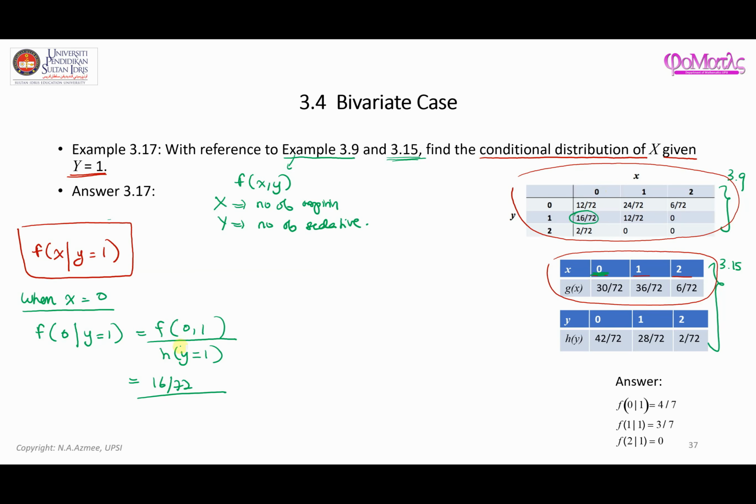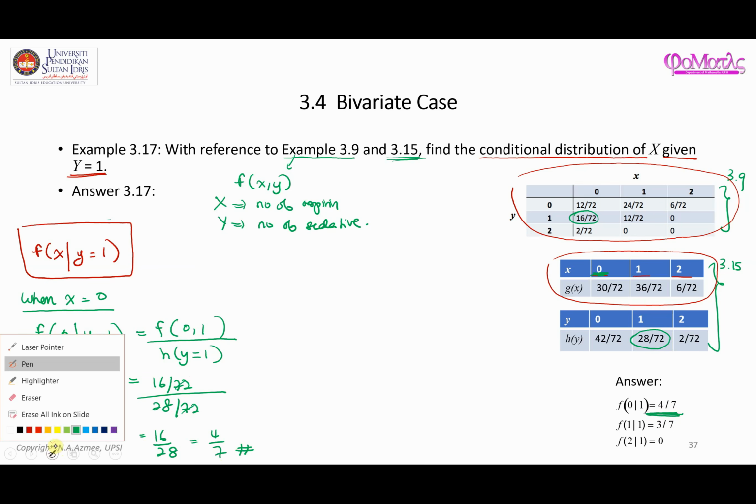And then at the bottom part here, we want to find the marginal distribution for y, and when y is equal to 1, the result is 28 over 72. And we can cancel 72 with 72. So 16 over 28, and that can be further simplified to 4 over 7. And this is the answer given for the first part.